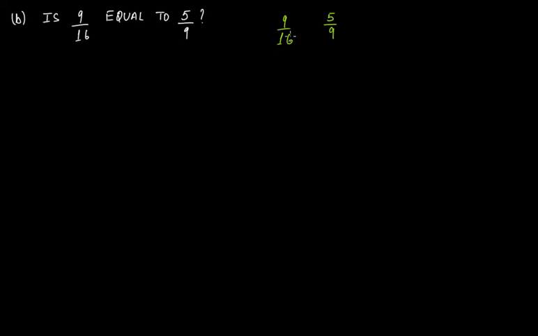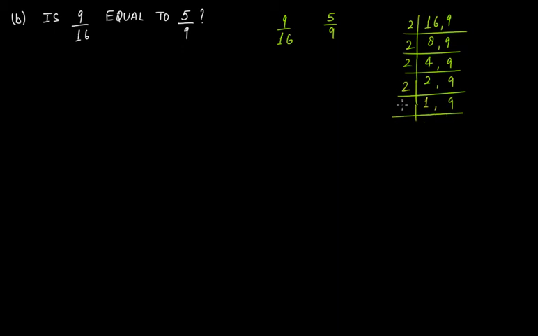What is the LCM of 16 and 9? If you find the LCM of 16 and 9, you'll get 8 here, 9 here, 2, 4 here, 9 here, 2 here, and 9 here, 1 here, and 9 here, 3, and this is 3. So the LCM will be 2 times 2, 4, times 2 is 8, times 2 is 16, times 3 is 48, and 48 times 3 is 144. So your LCM is 144.